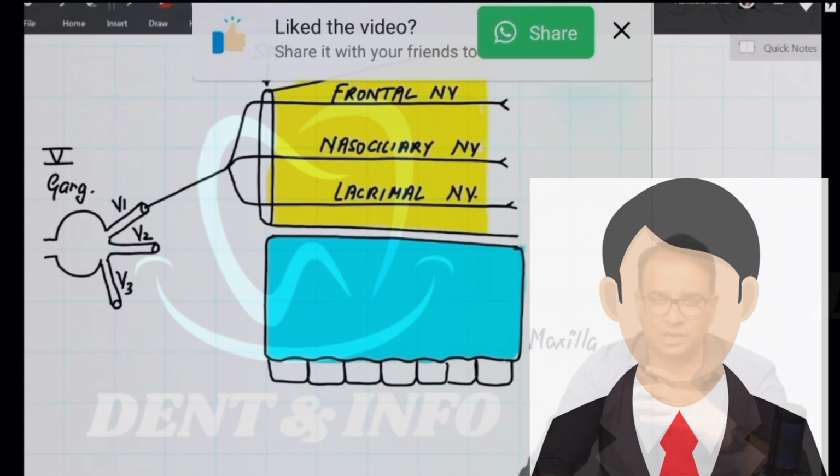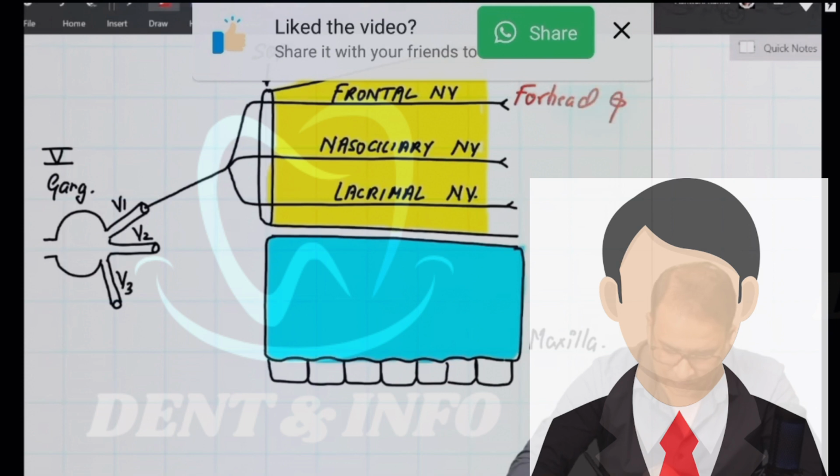Now look, the one which you call the frontal nerve, obviously will come in the front and will supply the skin of the forehead and scalp. So this nerve, let me just write in short for you. The nerve will supply the forehead and scalp skin.